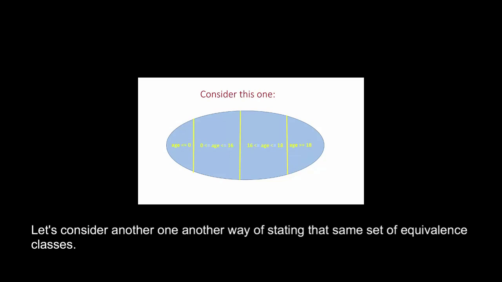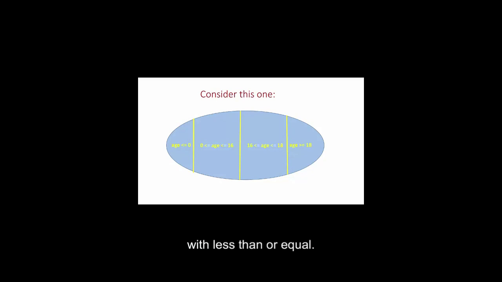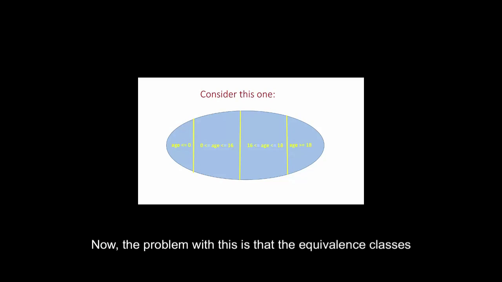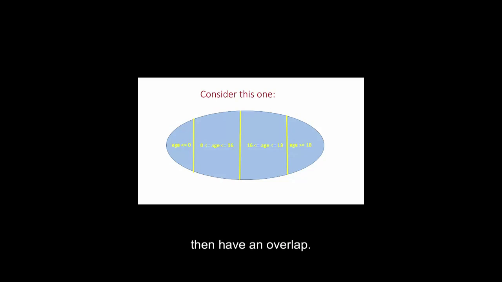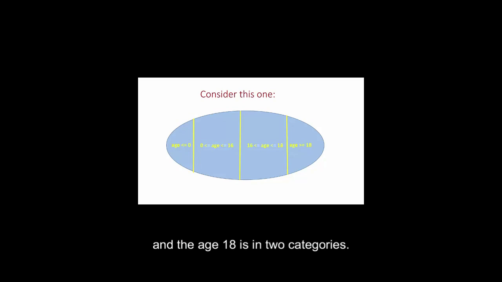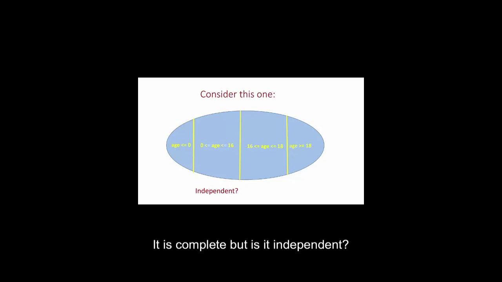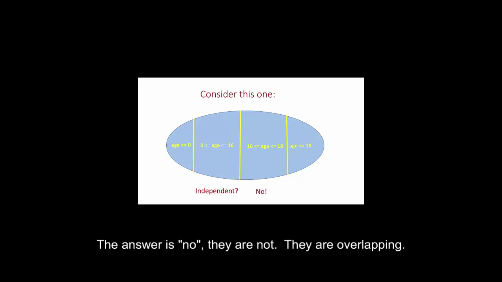Let's consider another way of stating that same set of equivalence classes. Now you'll notice the difference here is that I've replaced the less than symbol with less than or equal. Now the problem with this is that the equivalence classes then have an overlap. The age 0 is in two categories, and the age 16 is in two categories, and the age 18 is in two categories. Of course, that's not what we wanted in this case, but I just wanted to make it clear that that's a situation to avoid. It is complete, but is it independent? That is, are the classes independent? And the answer is no, they are not.